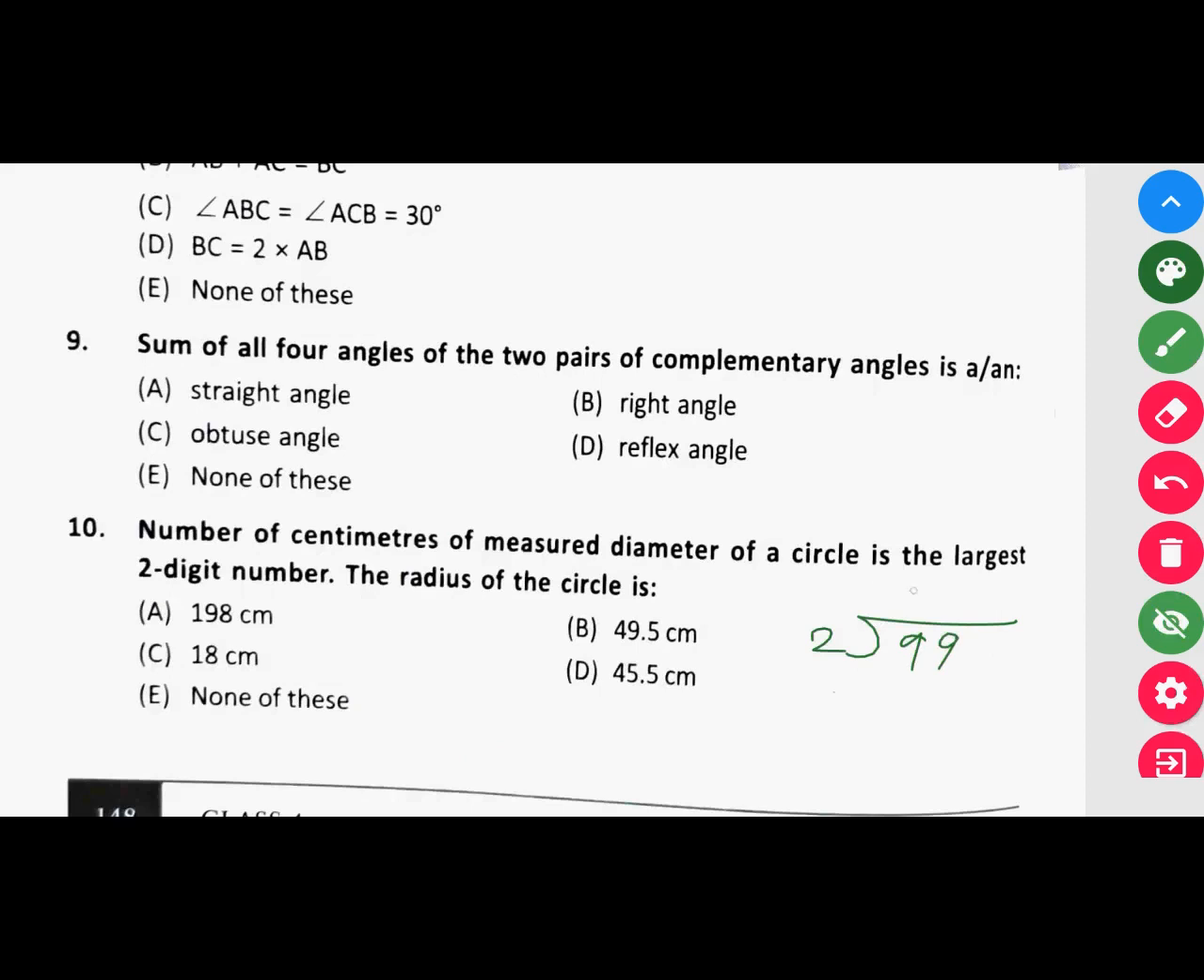99 divided by 2. 2 4s are 8. 1 will be the remainder. 9 will come down. 2 9s are 18. 1 will be the remainder. We take the decimal and add 0. 2 5s are 10. So our answer is 49.5.